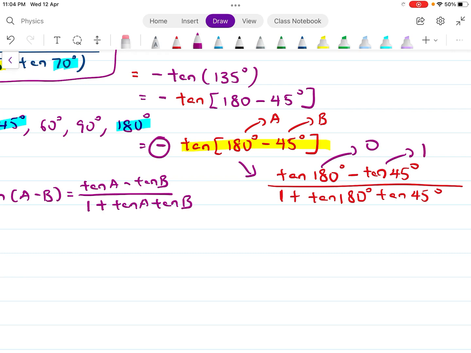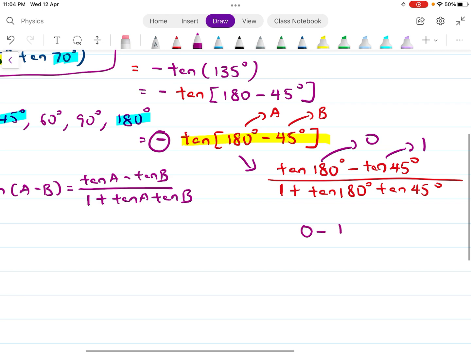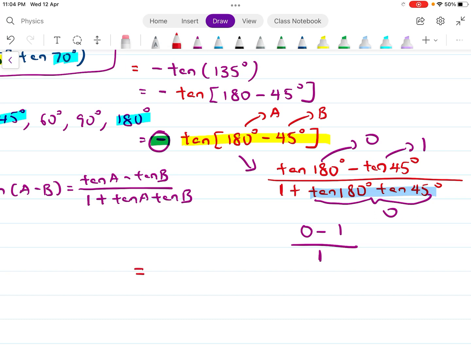So now the numerator is 0 minus 1. What about the denominator? This part is 1. What about tan 180 times tan 45? We know that tan 180 is 0. 0 times anything is still 0. So this whole thing right here is 0. So the denominator is 1. Next, don't forget about the negative sign right here. So it is equal to negative, negative 1 divided by 1, where 0 minus 1 is negative 1. Negative 1 divided by 1 will be positive 1. Yeah, so this is the final result that you will get.